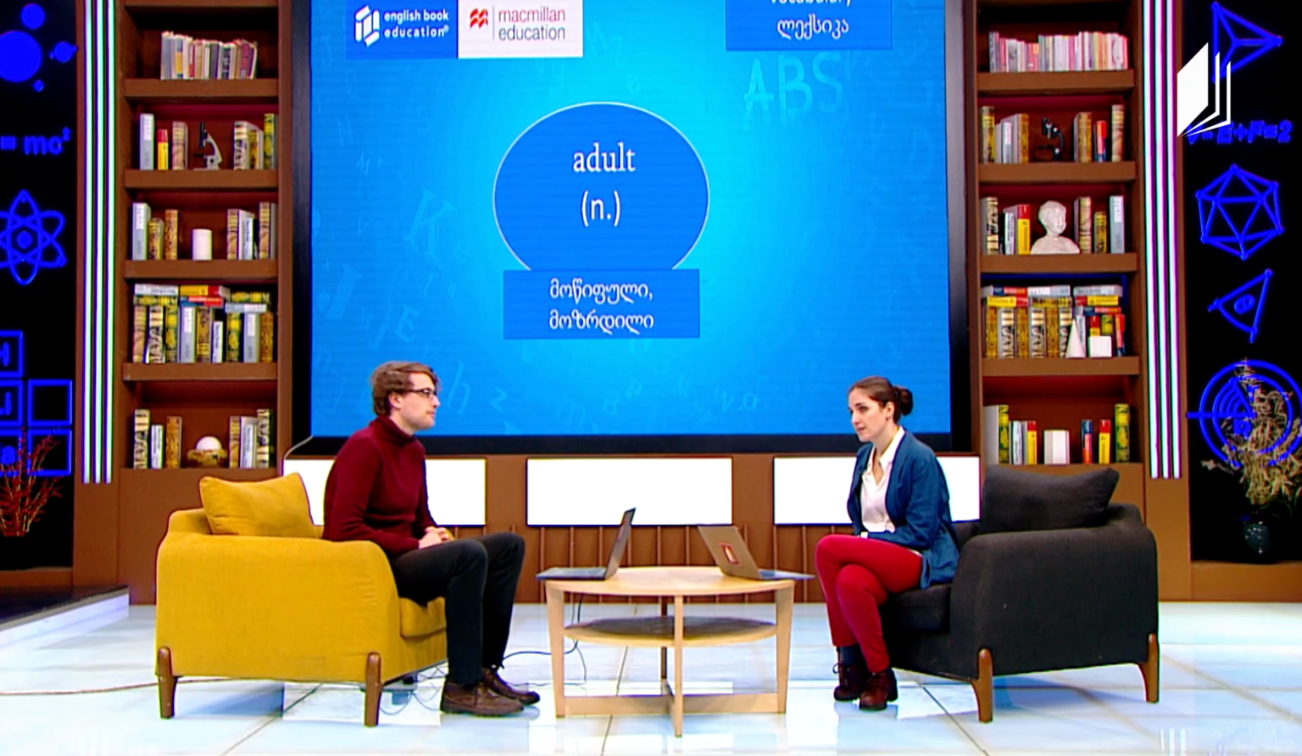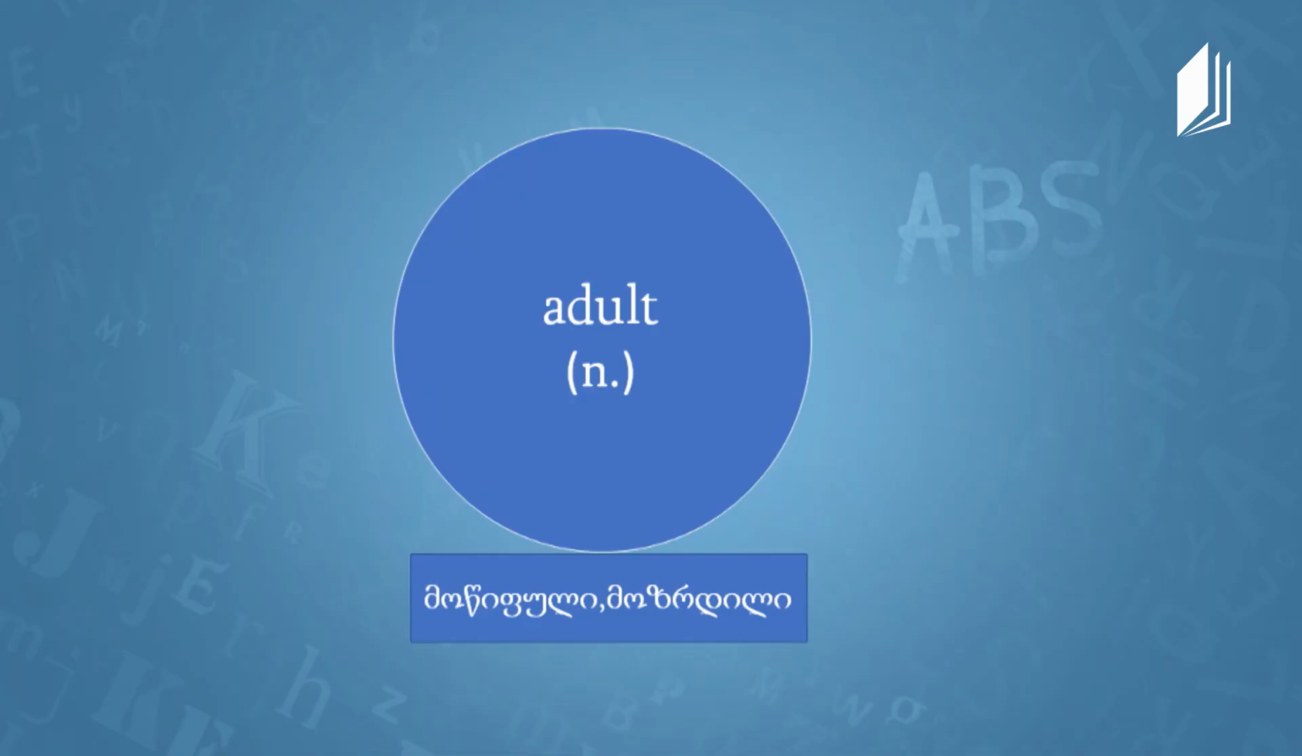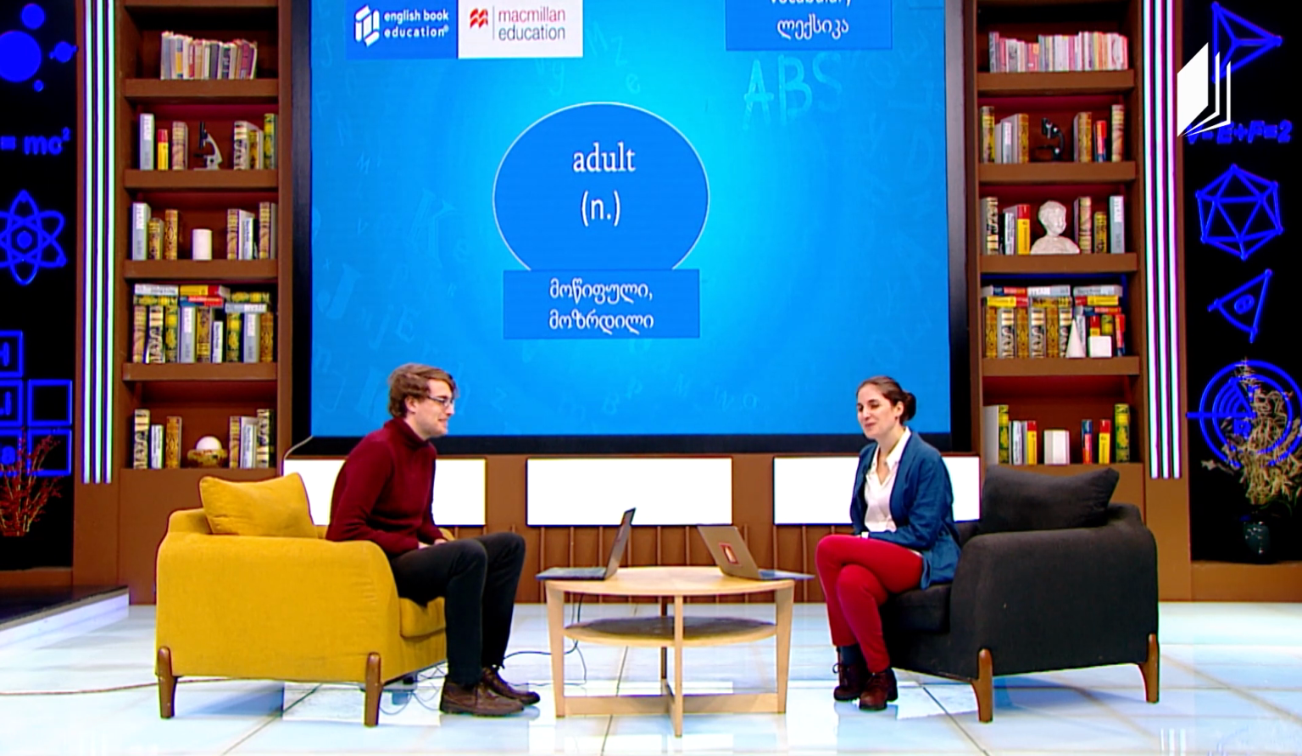And next we have adult, and it is a noun, and it is somebody that is over the age of 20 years old. Adult in Georgian means მოწიფული ან მოზრდილი. Adult, მოწიფული ან მოზრდილი.